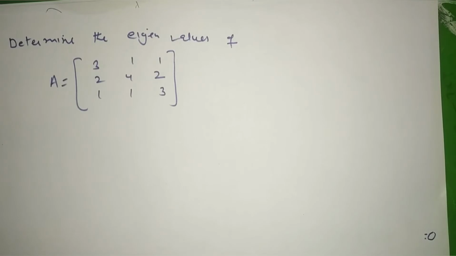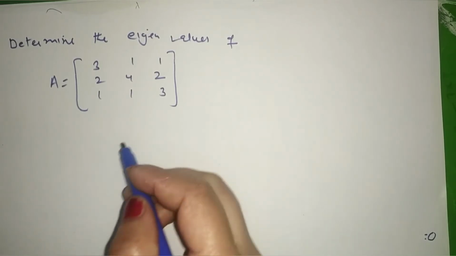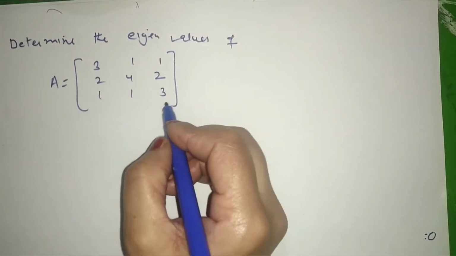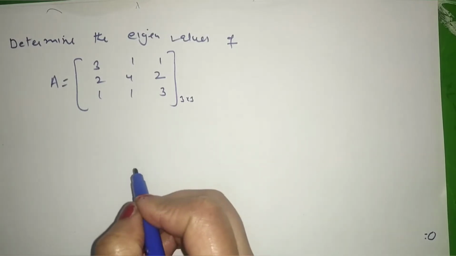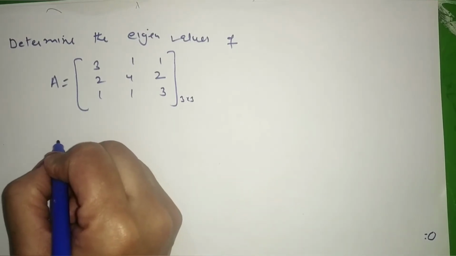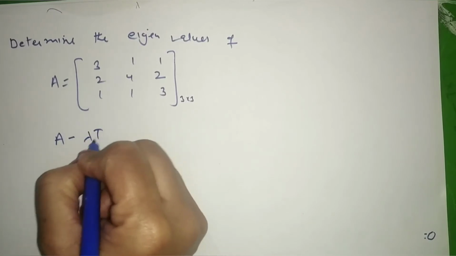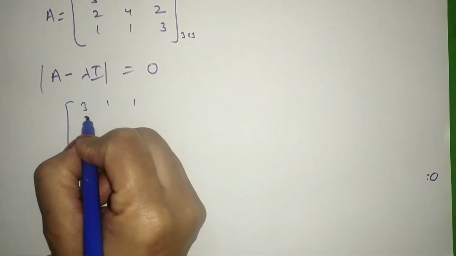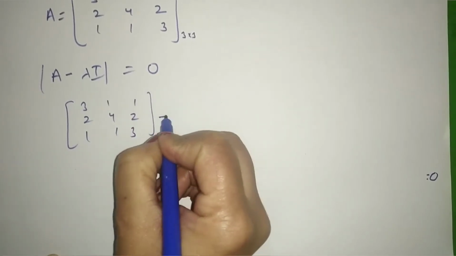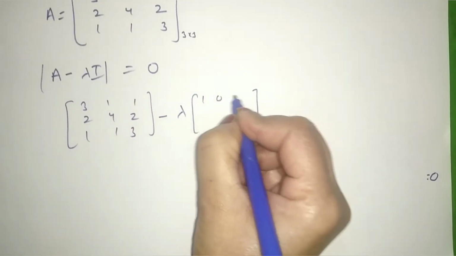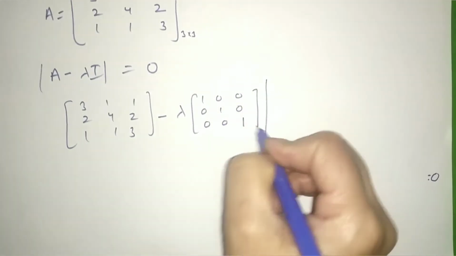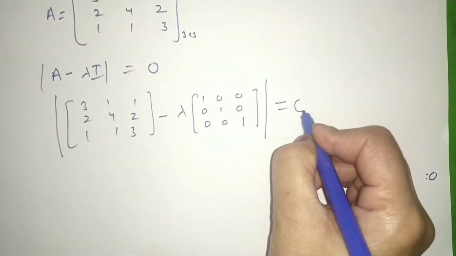Let us now see this question. Determine the eigenvalues of this matrix A, which is a square matrix of order 3. So for this, we will write: consider determinant of A minus lambda I equal to 0. So we'll start the question from here whenever we have to find the eigenvalues. So A is 3, 1, 1, 2, 4, 2, 1, 1, 3. Lambda we need to find the identity matrix of the same order, that is of order 3, is this, and then you put the sign of determinant and equal to 0.